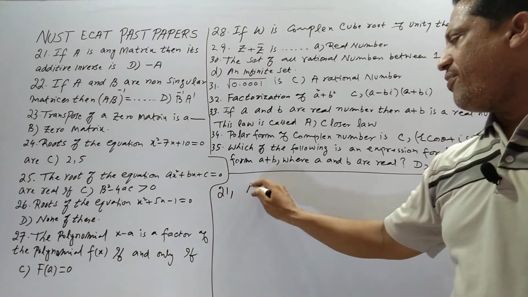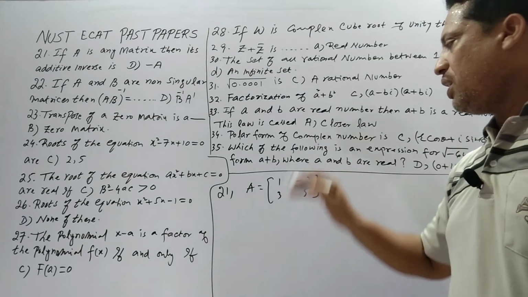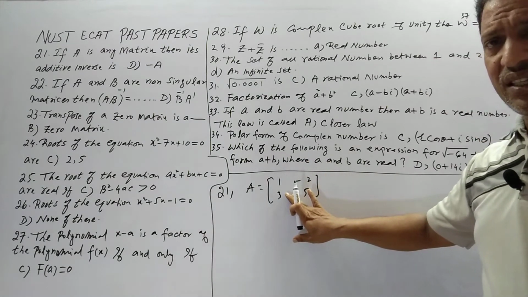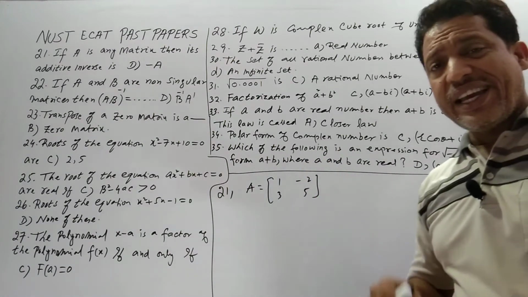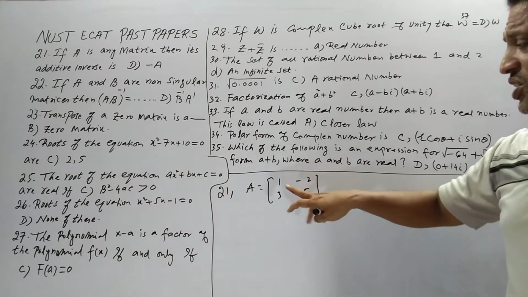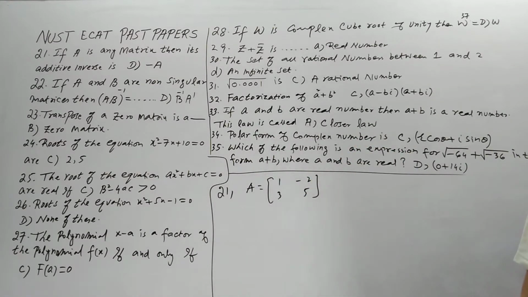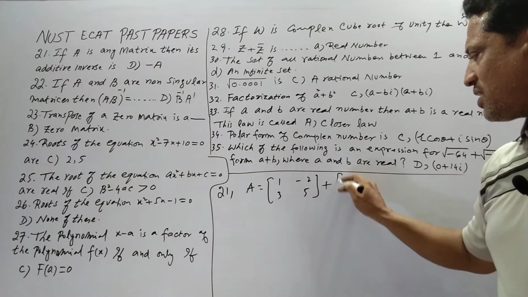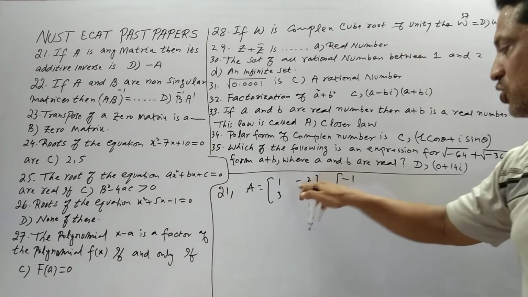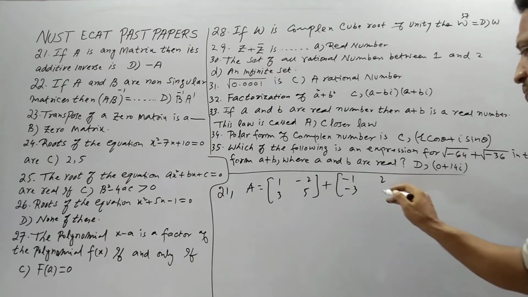Let's suppose we have a matrix A: 1, minus 2, 3, 5. Additive inverse means adding some numbers to this matrix so that we get a null matrix. Null matrix means that instead of 1, minus 2, 3, 5, we have to see 0, 0, 0, 0. So how do we achieve this target? We just change the signs of all the elements in the matrix. 1 changes to minus 1, minus 2 changes to 2, 3 changes to minus 3, and 5 changes to minus 5.